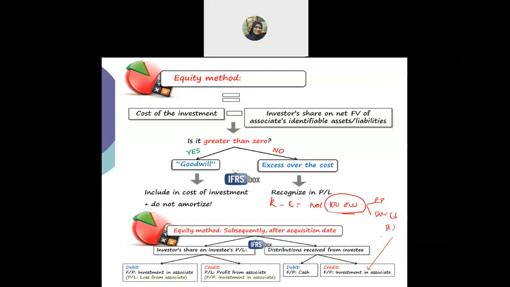Understand? Because the dividend is paid based on the profit for the year. If there is no profit for the year, the company is not going to pay a dividend, isn't it?